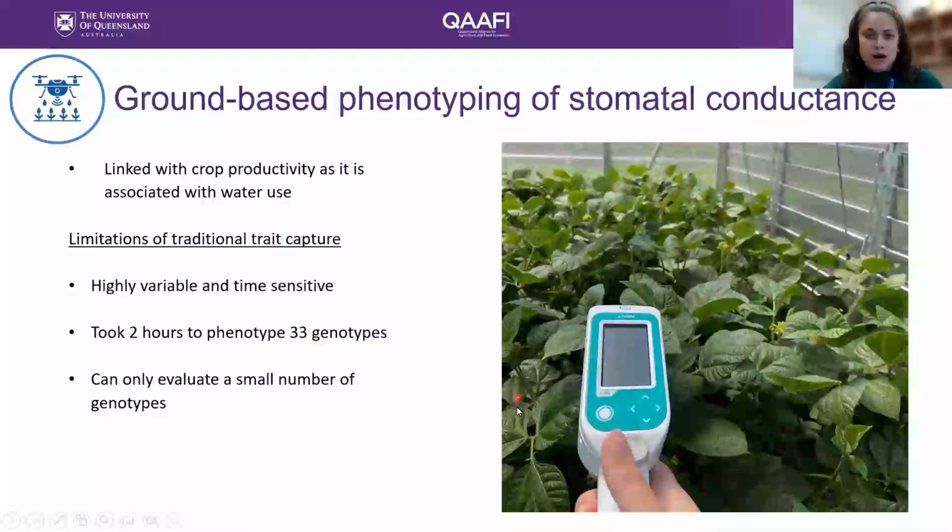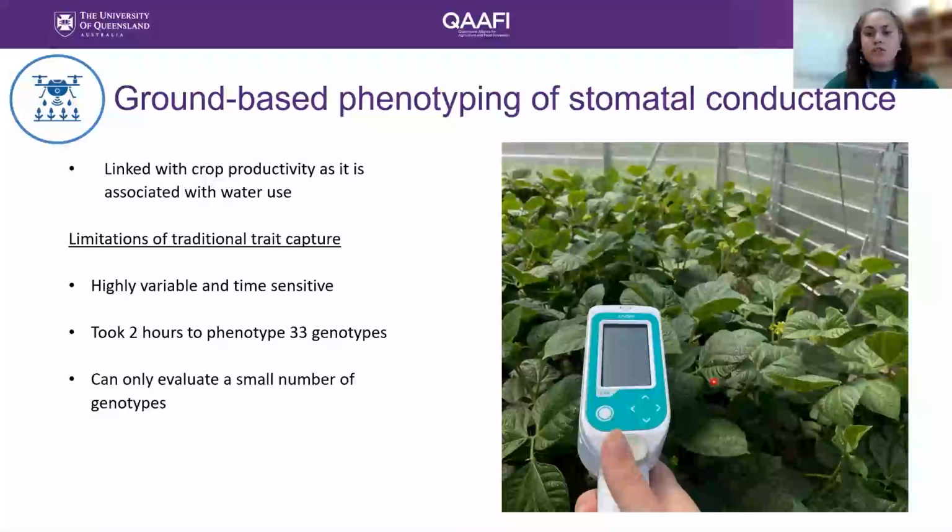The next trait is stomatal conductance. Stomatal conductance is linked with crop productivity as it's associated with water use. We used this piece of equipment here, which is a handheld device, and it's considered a high throughput piece of equipment compared to its predecessor. Even though it's good because you can quickly take it in the field and capture measurements, it can be quite variable and time sensitive. If you take this measurement on one part of the leaf, it could be different if you took it on another part of the leaf.